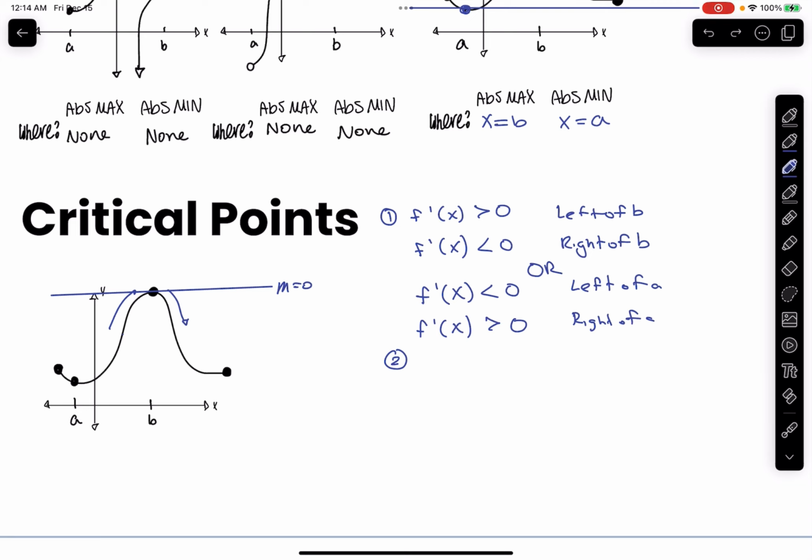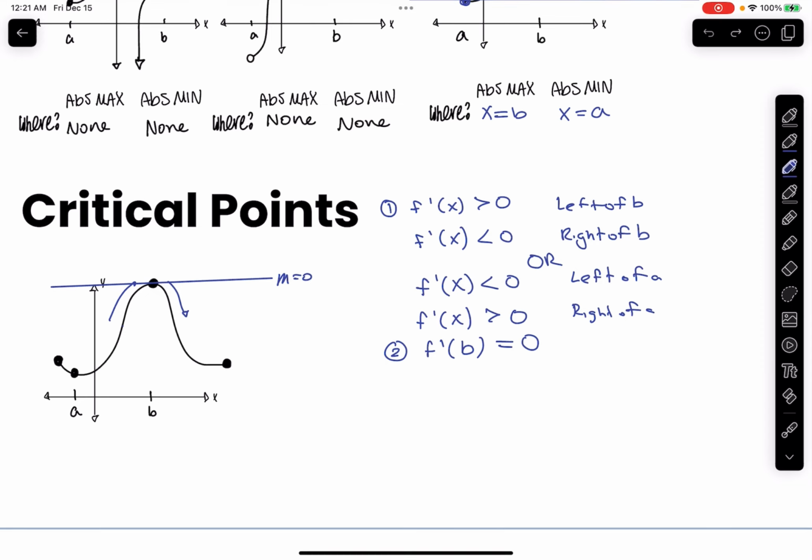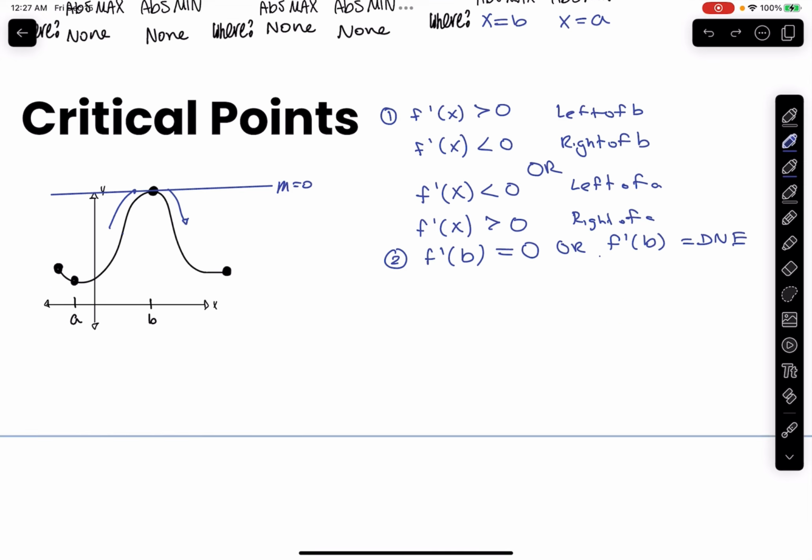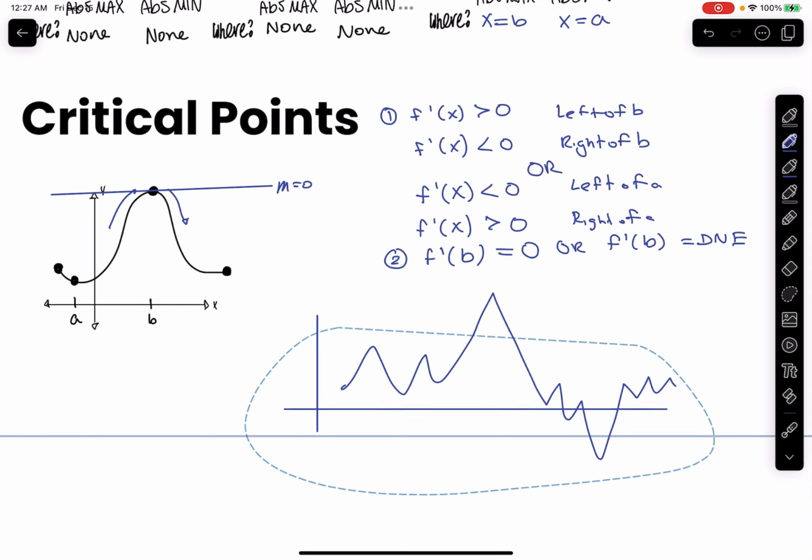It means that in order for there to be a critical point at x equals b, f prime of b, the slope at b, has to be equal to 0. And this is true for minima too. If we need to go down and then up for a minima, we still need to go through the slope being 0. So this is true for both maxima and minima. So f prime of b has to be equal to 0, or f prime of b can simply not exist. So this is true because you have to consider a situation like this.